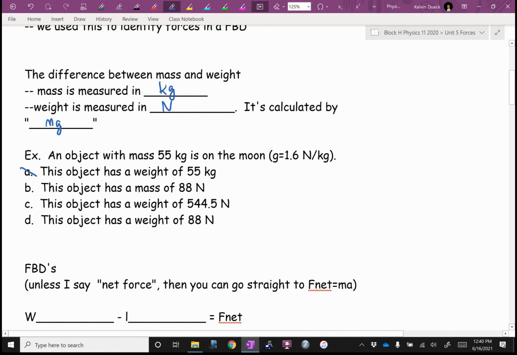Weight is not measured in kilograms, right? Oh, and mass is not measured in newtons. So I would cross those two out right away. Which one of those is correct? This is where you might want to get your calculator out. How would you figure that out? You would go mg, but since we're on the moon, you would use g from the moon. So you would go 55 times 1.6, and it turns out to be D. Okay, so that might be a nice little multiple choicey question.